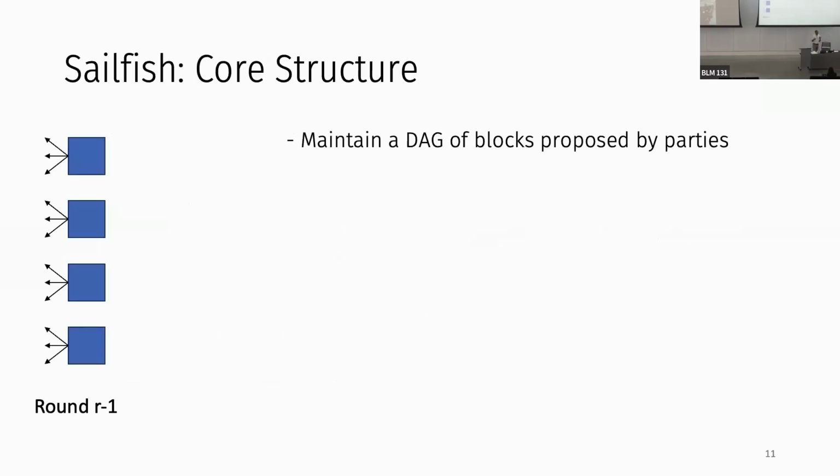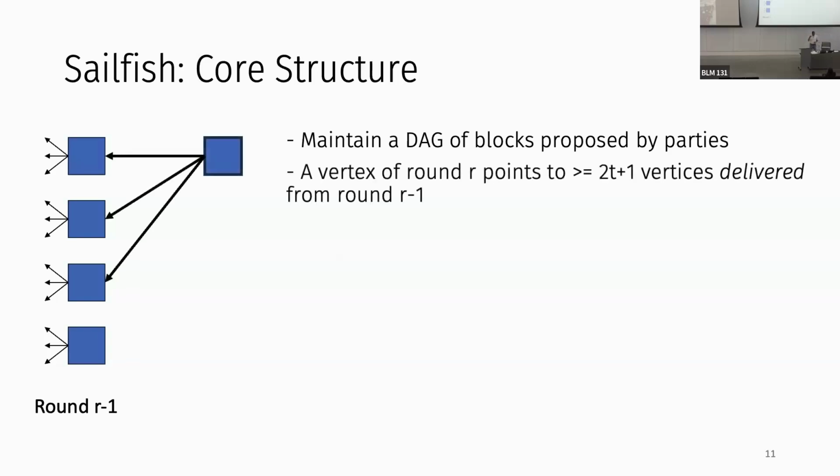In the following, I'm going to describe the core structure of the protocol. I'll tell you at a high level what the core safety argument is, and I'll show you a couple of graphs on performance. Okay, it's a DAG-based protocol, so everyone is maintaining a DAG. What you see to the left over here is the frontier of the DAG for a given party at the end of round R-1. So you move from round R-1 to round R. The first party over here proposes a block. It points to 2t+1 vertices from the previous layer. And similarly, other parties will propose similar blocks.